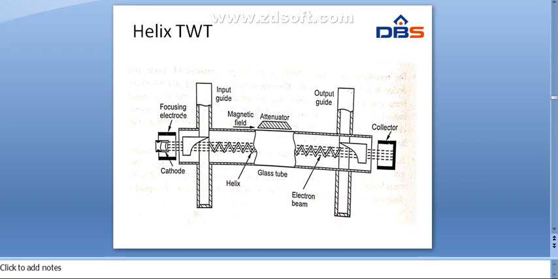So the amplified signal appears at the output. Here the helix is made positive with respect to the cathode and collector. The beam is attracted to the collector and acquires a high velocity.